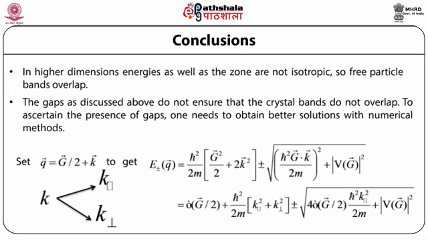In higher dimensions, energies ωQ minus G as well as the zone are not isotropic, so free particle bands overlap. The gaps as discussed above do not ensure that the crystal bands do not overlap. To ascertain the presence of gaps, one needs to obtain better solutions with numerical methods. And certainly, when you want to do numerical methods in condensed matter physics, you really need some very good workstations.